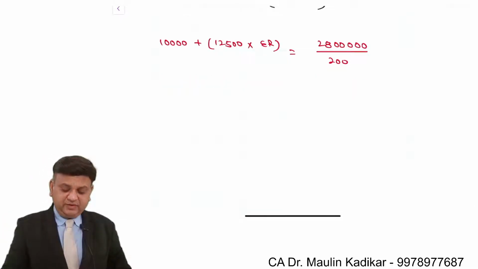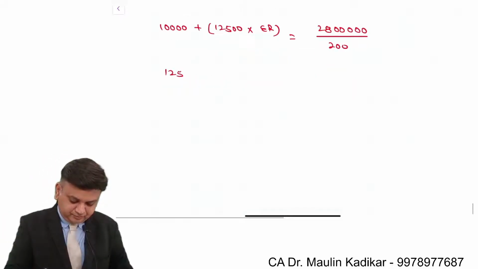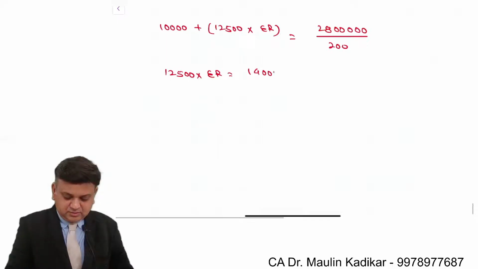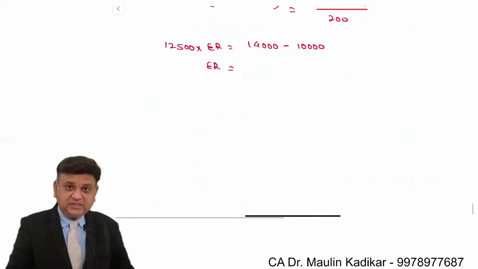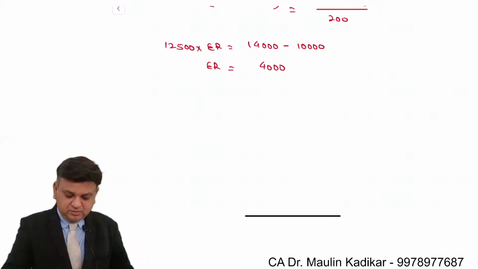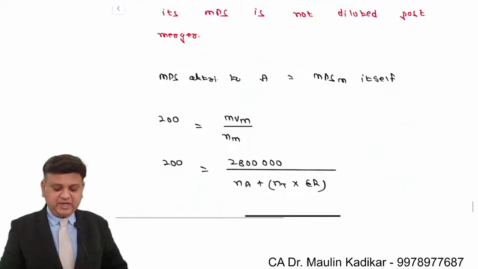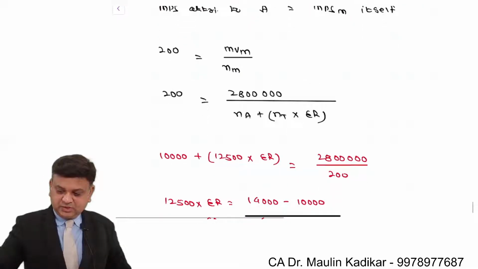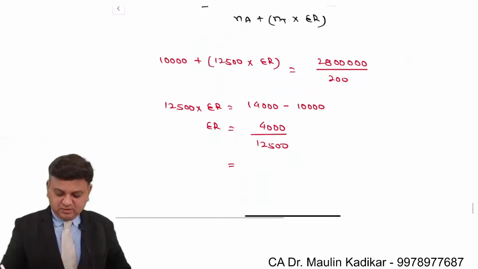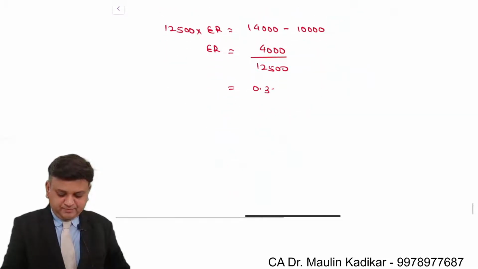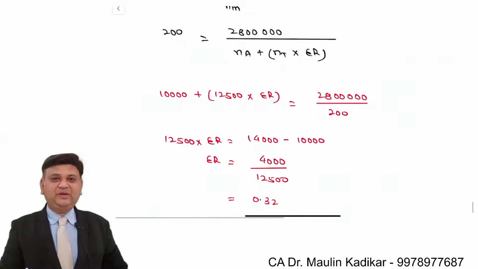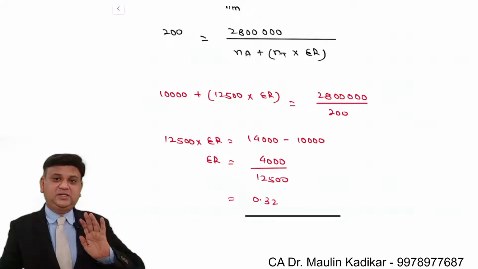So now 12,500 into exchange ratio is equal to 14,000 minus 10,000. Exchange ratio is equal to 4,000 divided by 12,500. This is the way we can make the computation of the answer. So it is 4,000 divided by 12,500. That comes to 0.32. This is a very logical method by which we can always calculate the answer.